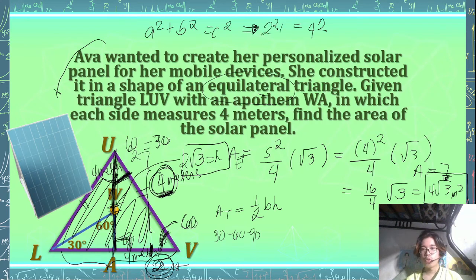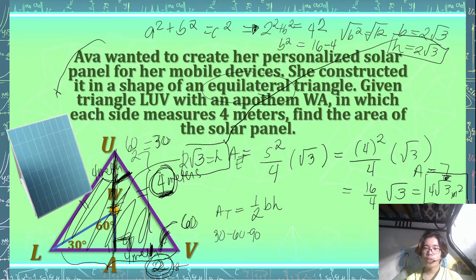So that's going to give us 2 squared plus b squared. Therefore, b squared is going to be equal to 16 minus 4, and b squared is just going to be equal to 12. And what's the square root of 12, guys? So b is equal to 2 square root of 3. And the height is, of course, equal to 2 square root of 3. And that's how we got the height for this triangle LUV, the triangular solar panel.